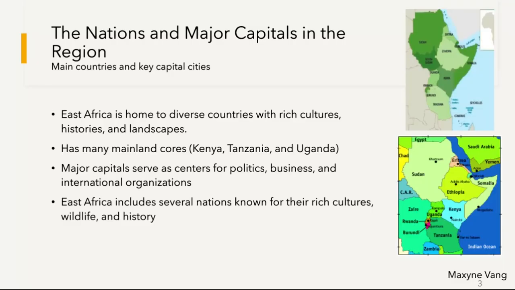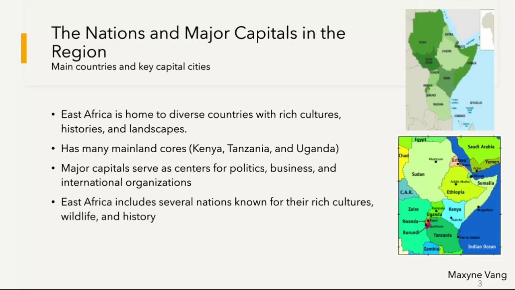The nations and major capitals in the region. East Africa is home to a wide range of countries, each with its own rich culture, history, and landscape. From stunning savannas and mountains to busy urban centers, this region truly shows the diversity of Africa. Some of the main countries, often called the mainland cores of East Africa, are Kenya, Tanzania, and Uganda. These nations play a big role in the region's economy, politics, and culture.